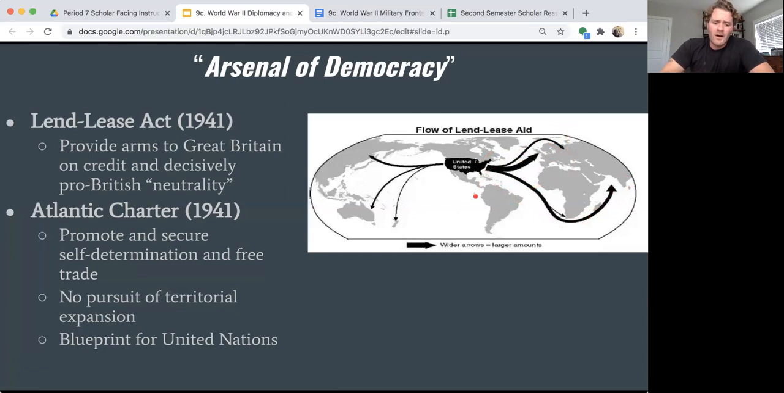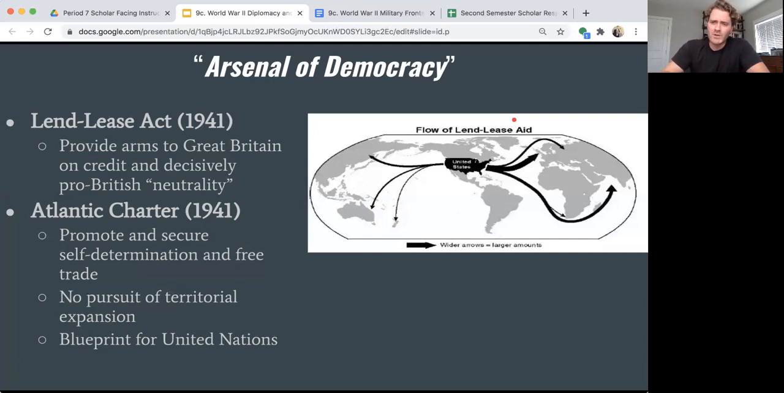Now, FDR and the British Prime Minister Winston Churchill are going to get together actually in the Atlantic Ocean on a boat before the U.S. is effectively declared into the war. And they're going to agree on some things. FDR says, yeah, I mean, we're probably going to end up in this war sooner than later. So let's get some stuff on the table and make some agreements. And what they come up with is pretty significant in terms of what happens after the war. And it's called the Atlantic Charter.